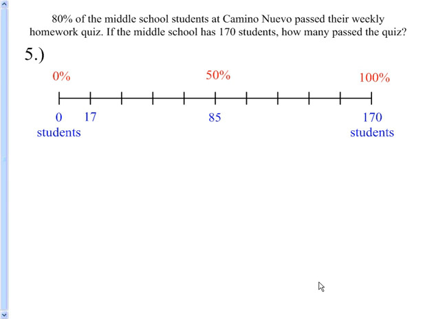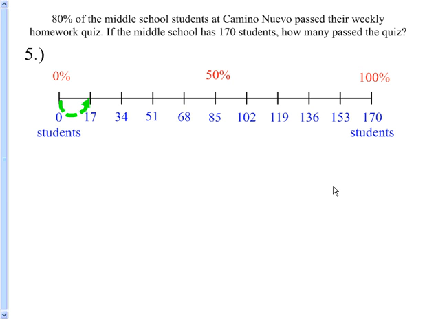Now we can go ahead. That's our interval over here. Our interval is going to be from 0% to 10%. This 1/10 is going to be 17. So we can add 17 all the way along this line to complete this percent ruler. 17 plus 17 is 34, plus 17 is 51, plus 17 would be 68, and then plus 17 is 85, 102, 119, 136, 153, and then 170. So we've completed this ruler.